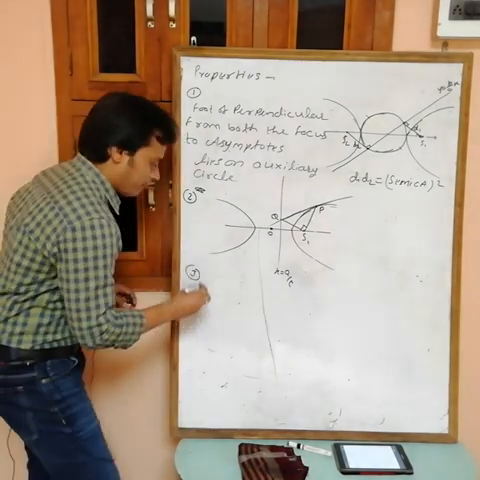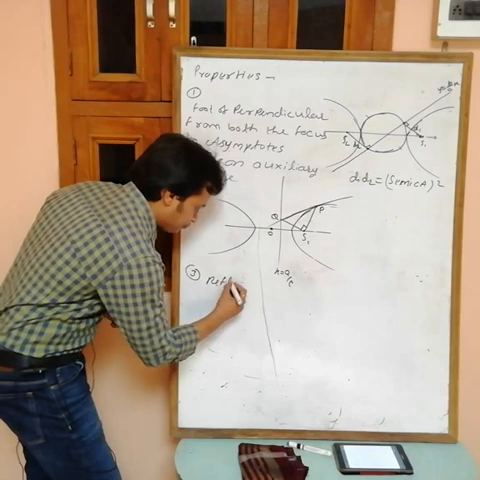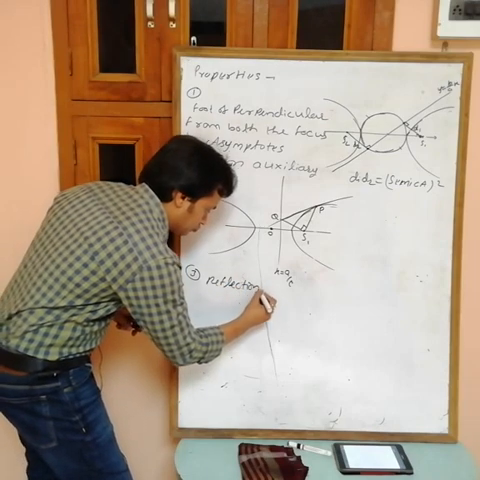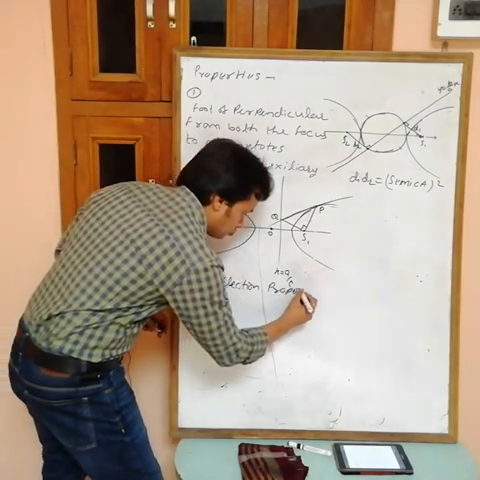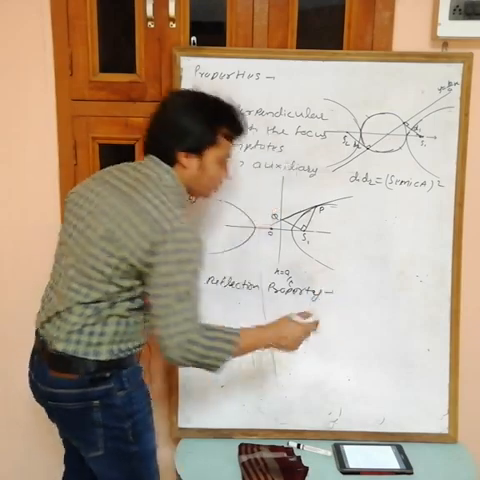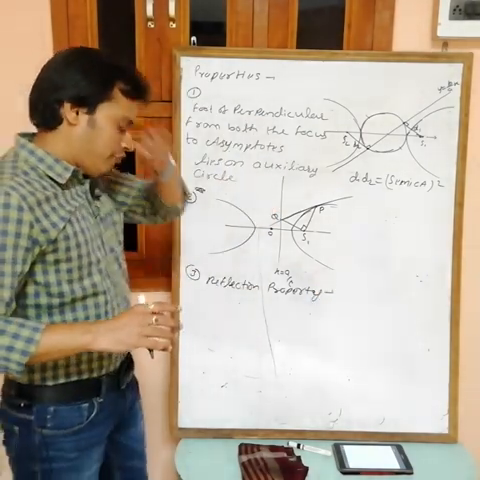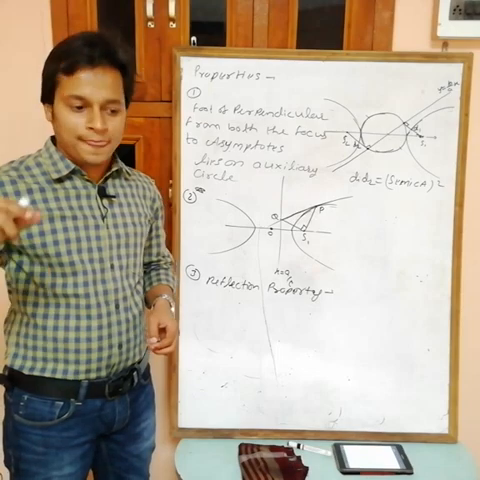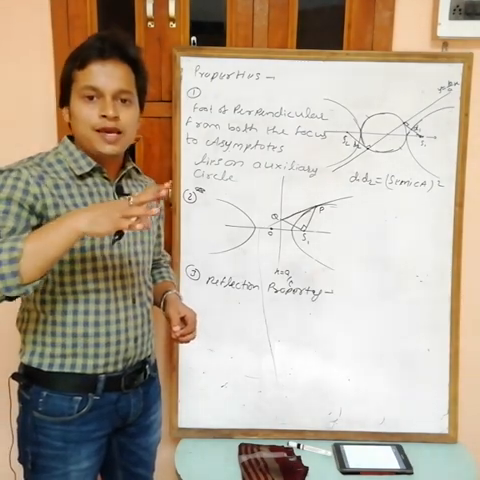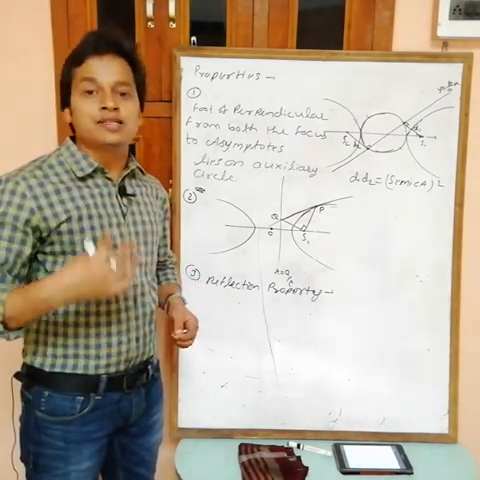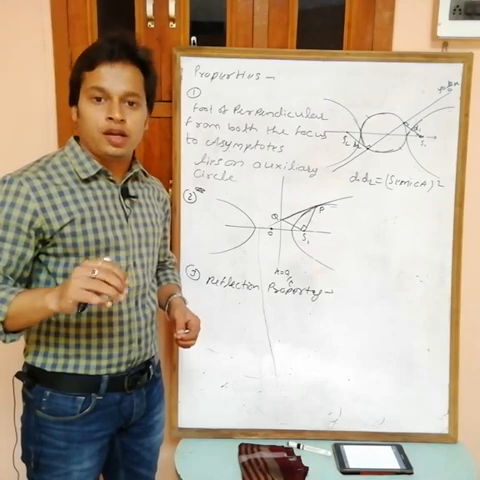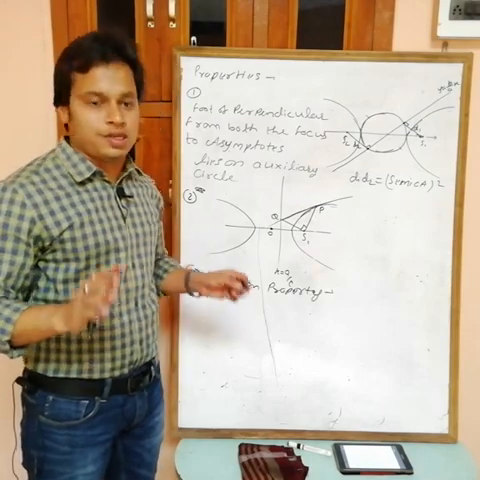Okay, third one, reflection property. Again the reflection property is the same. The reflection property in ellipse is that the angle between PS1 and PS2 is bisected by the tangent at P and normal at P. Same here.